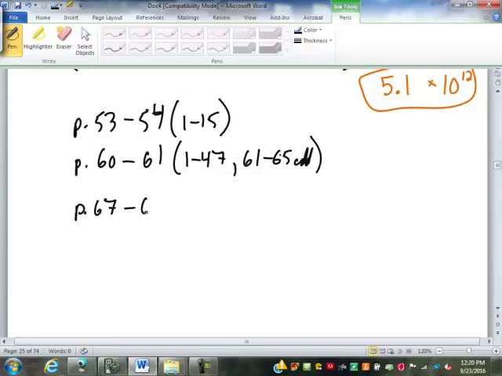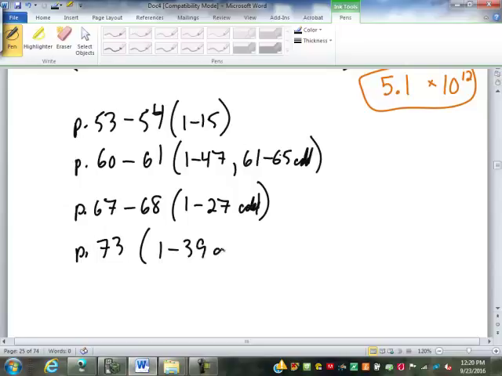Pages 67 through 68, 1 through 27, the odds. This is, given a formula, putting the numbers in for the variables and doing your order of operations, like we did with the body mass index and temperature. Page 73, 1 through 39, the odds. That's your ratios and proportions. Page 78, 1 through 35, the odds. That's just a review of percents.